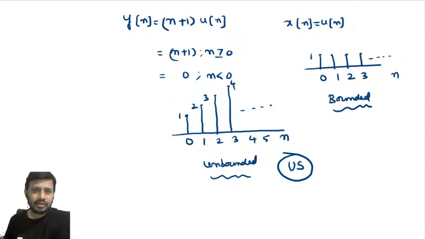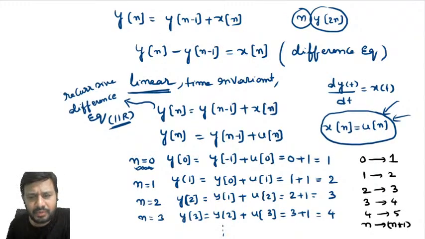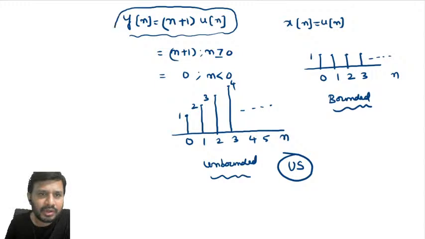Unstable. So suppose some of you say that I know Z transform, sir, I'll get the output using Z transform also. Your wish, you can get the same answer using Z transform also. n plus 1 u of n, the same thing you can get using Z transform also. No issues.